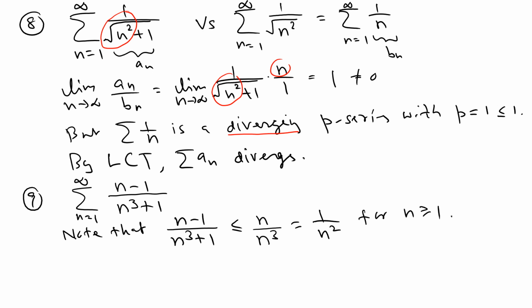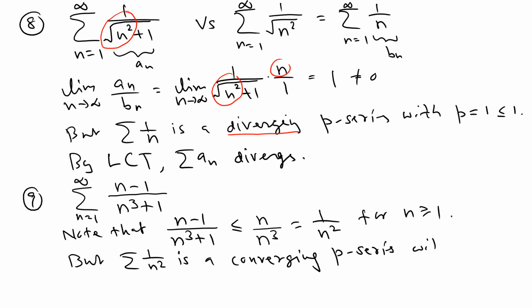Okay, so that perfectly works here. So you can see that sigma 1 over n squared is a converging p-series, with p equal to 2, which is greater than 1. So that means it's going to converge.